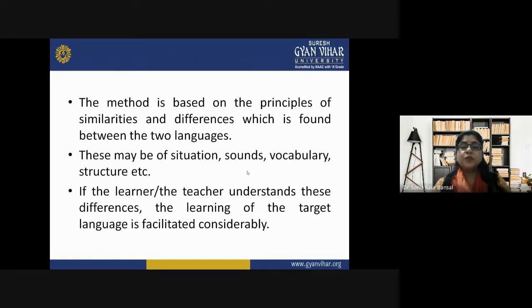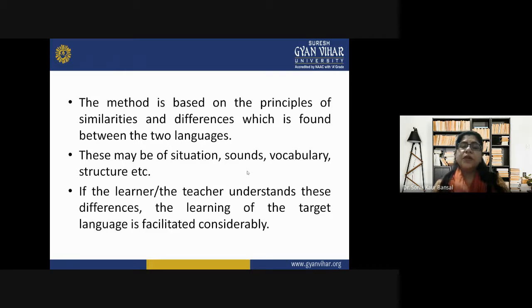This method is based on the principles of similarities as well as differences found between the two languages. So why are we using bilingual method? Because in one language we are not understanding something. Maybe it is a sentence, maybe it is a vocabulary that our student is not understanding. In that case, students, we find another supportive language, and that can be the mother tongue or the regional language, which the students understand very well.